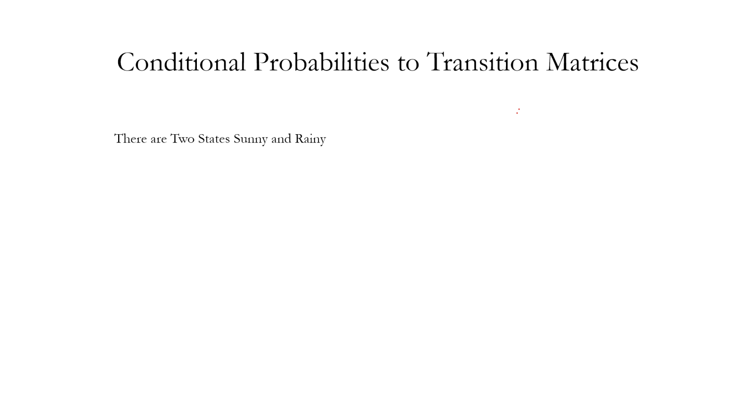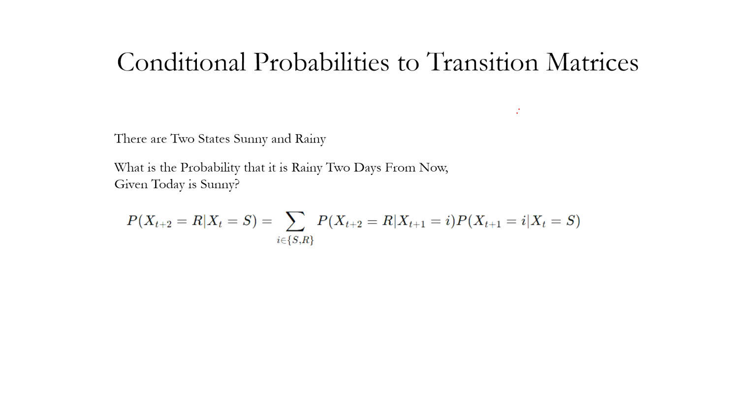So let's give an example. There are two states, sunny and rainy. What is the probability that it's rainy 2 days from now, given today is sunny? So we've got X(t+2) is equal to rainy, right? Given that Xt is equal to sunny, right? So that's 2 days from now, given today is sunny.